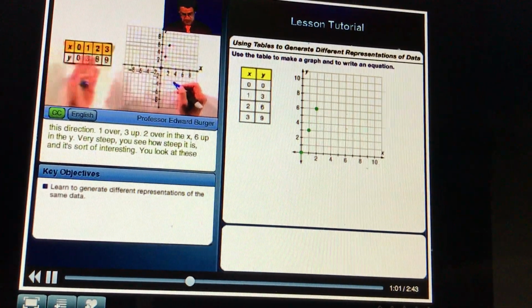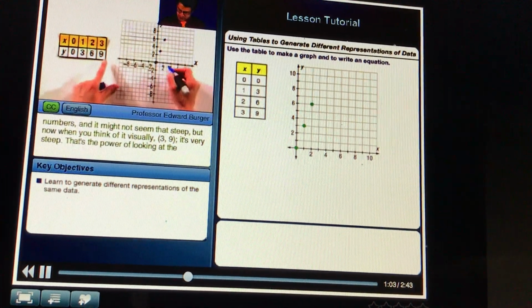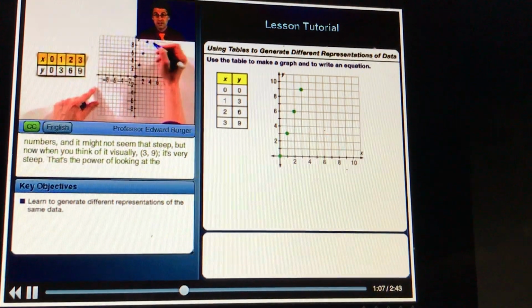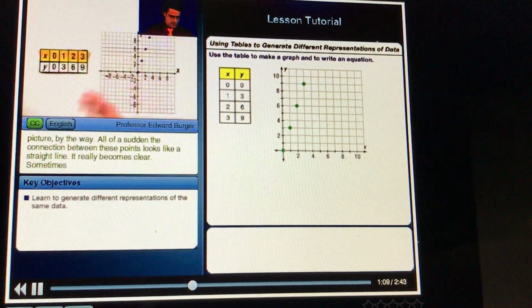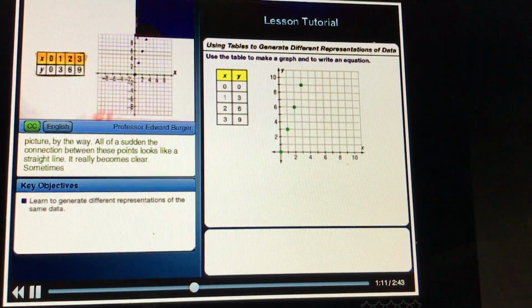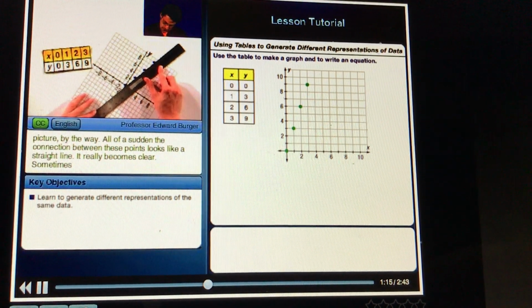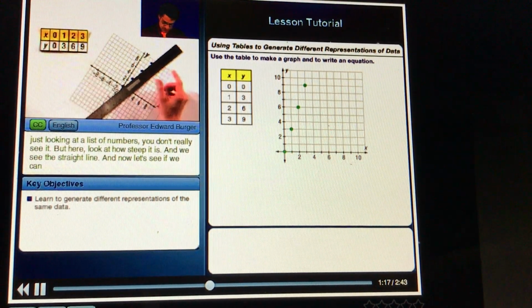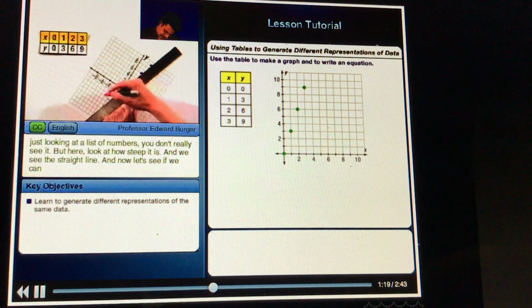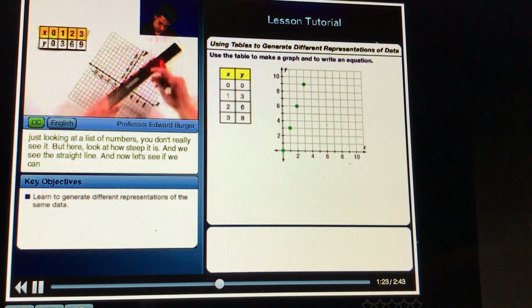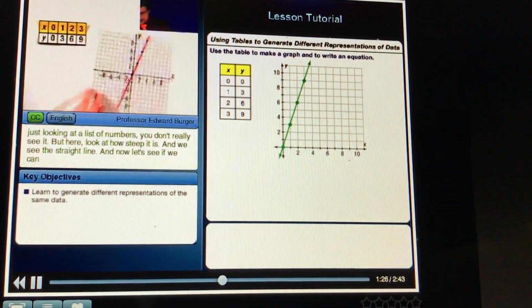Very steep. You see how steep it is? It's sort of interesting. You look at these numbers, it might not seem that steep, but now when you think of it visually, 3, 9, it's very steep. That's the power of looking at the picture, by the way, is that all of a sudden the connection between these points, looks like a straight line again, by the way, really becomes clear. Sometimes just looking at a list of numbers, you don't really see it. But here, look, it's sort of steep. And we see the straight line.